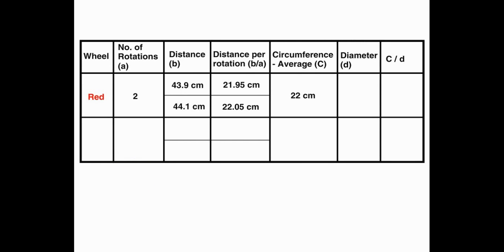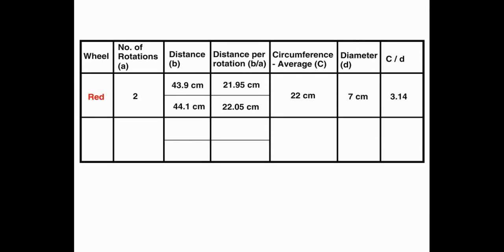Now we will measure the diameter of the red wheel. And I find that the diameter of the red wheel is 7 centimeters. Now we will find the ratio of circumference to the diameter, and that is 22 upon 7, and that comes as 3.14. Note that there is no measurement unit here because it's a ratio.